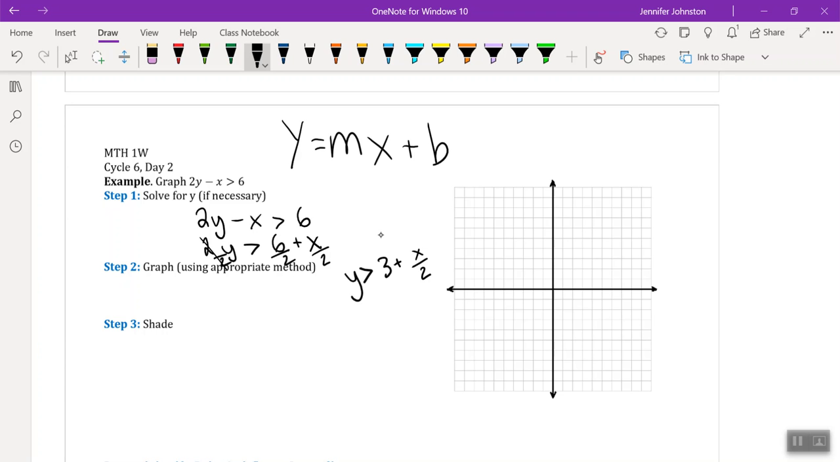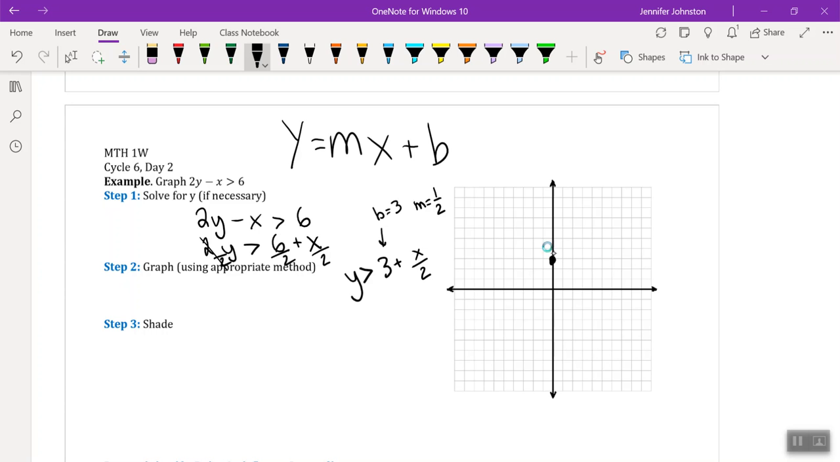This is where our y-intercept is, 3. So b is equal to 3. And what's the slope? What's the number in front of x? The number in front of x is 1, so this is a slope of 1/2. So starting at 3, 1, 2, 3, put a point.